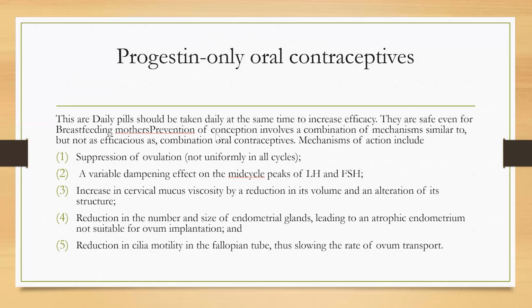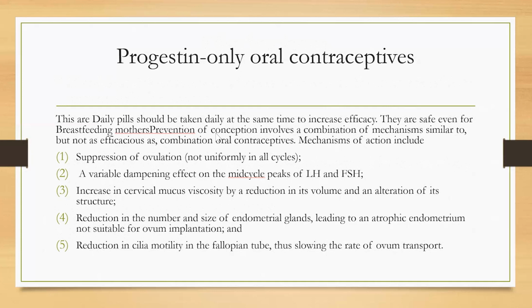So progesterone oral contraceptives are pills which are rich in progesterone, which increases the progesterone circulation in the body, thus suppressing you from getting pregnant. The progesterone will automatically suppress ovulation, causing uniformity in all cycles. It will also bring a variable dampening effect to the mid-cycle peaks of the luteinizing and follicle stimulating hormone. So it affects the timing of the lining in the uterus and of the follicle.